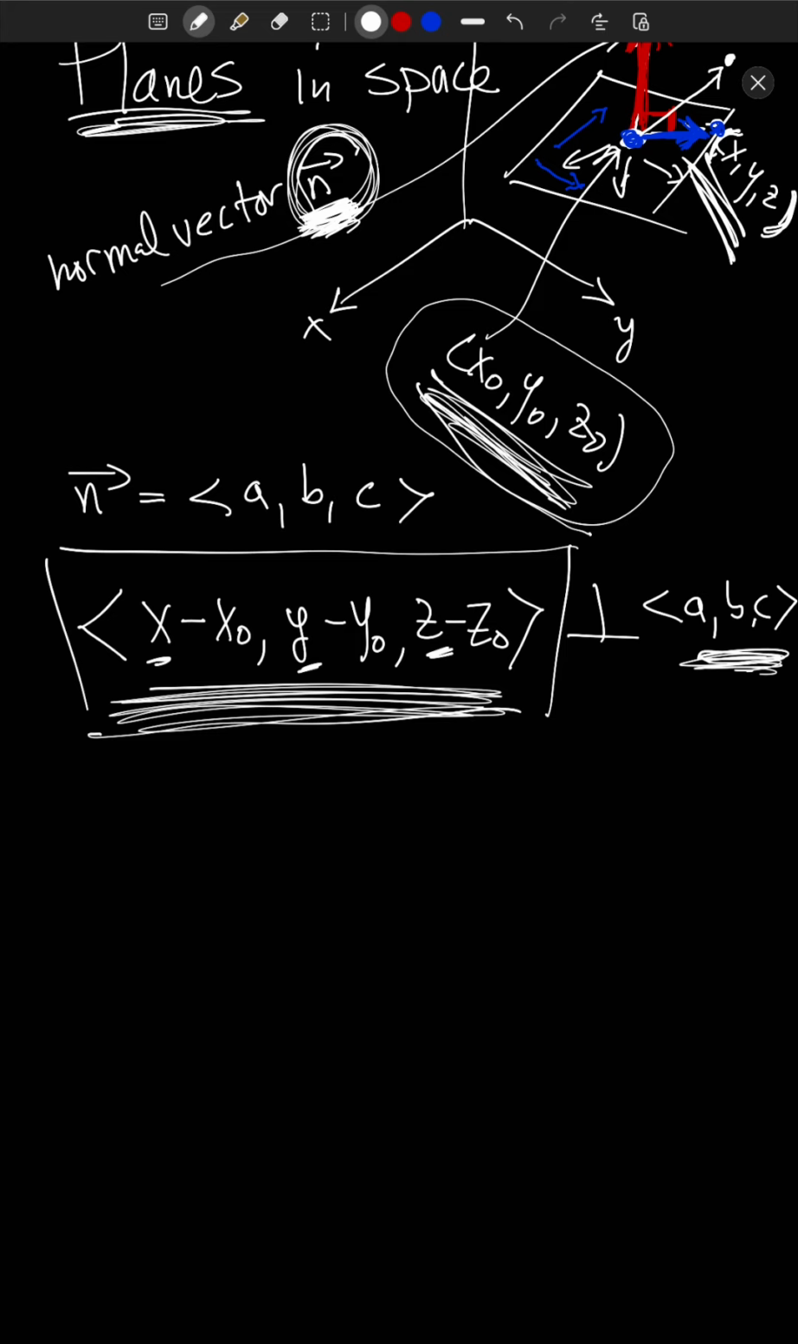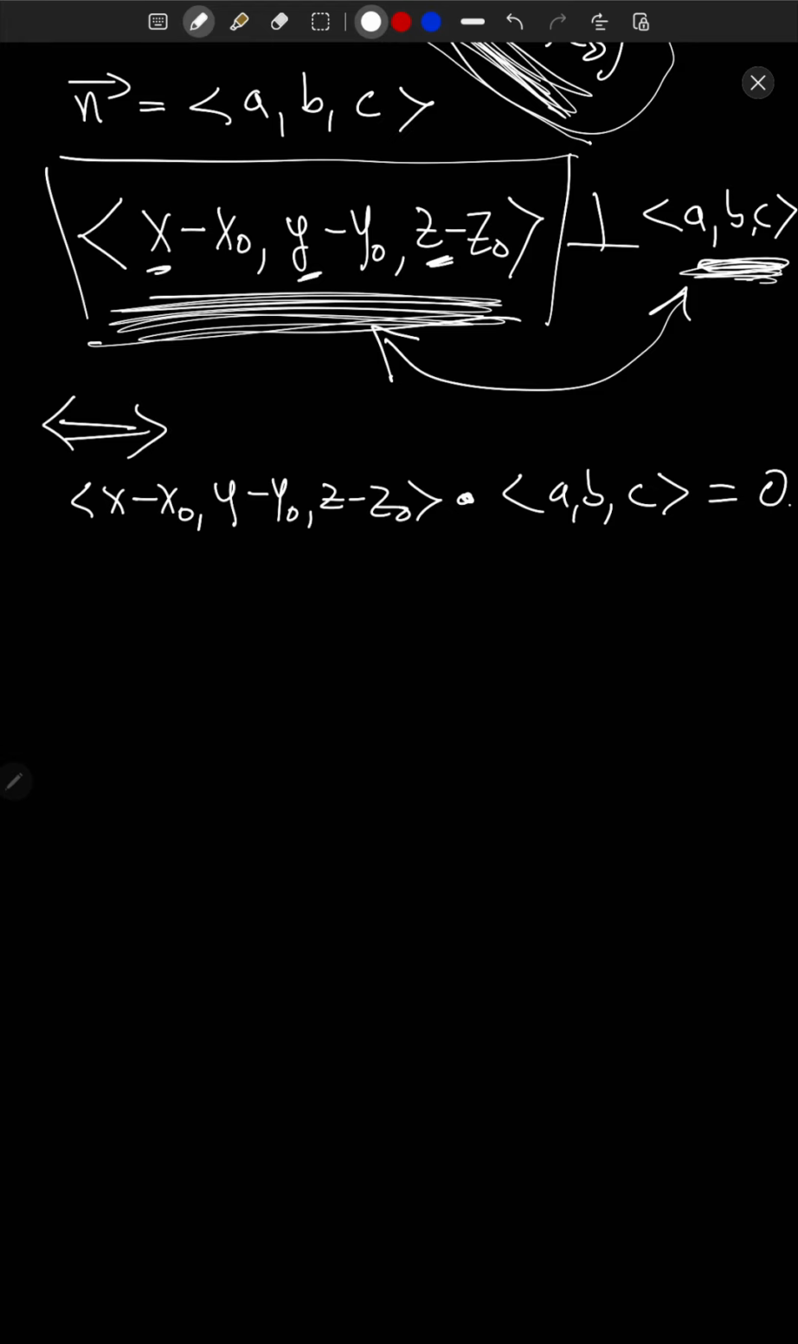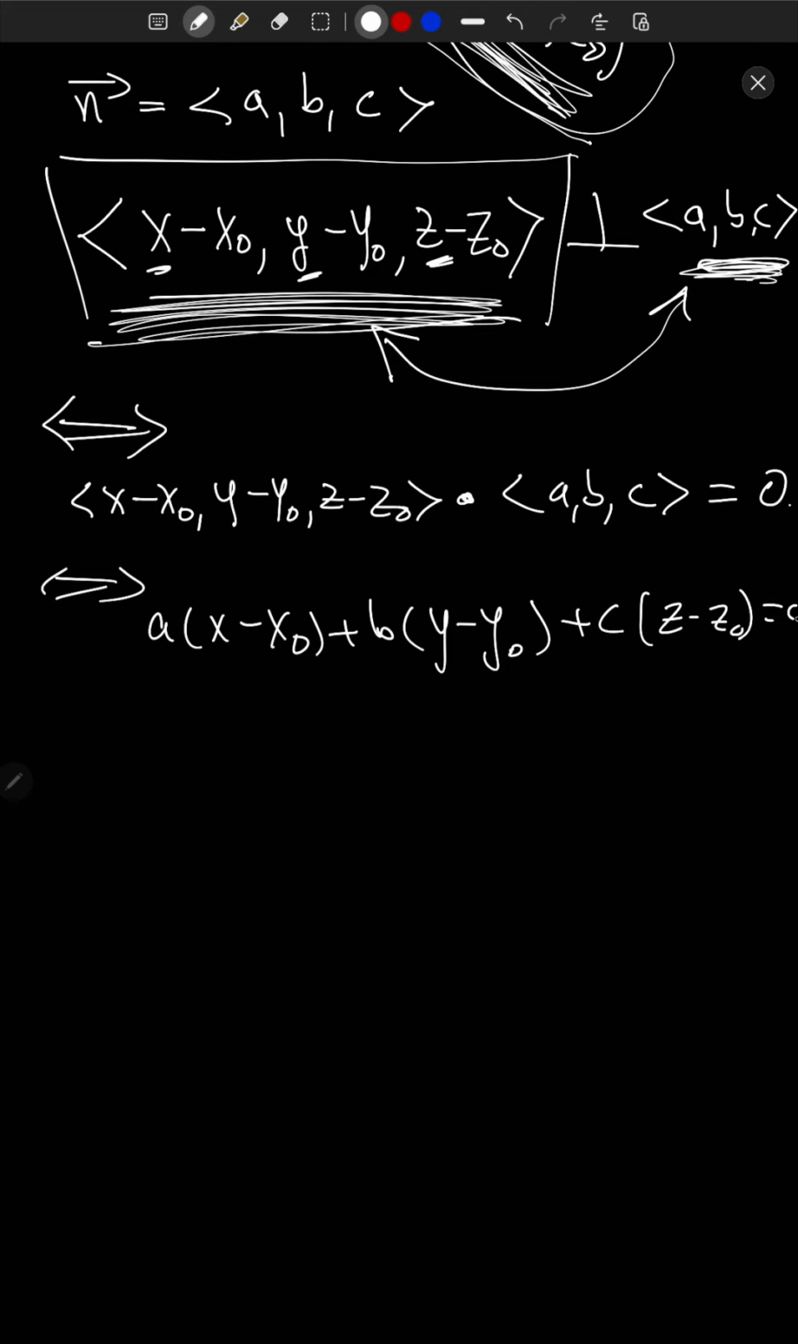All right, so that's the first important realization. The second one is that we know what it means for two vectors to be perpendicular: their dot product is zero. So here's our first major application. This means that (x minus x naught, y minus y naught, z minus z naught) dot ABC is equal to zero. Now I'm just going to calculate the dot product. So this tells me A times (x minus x naught) plus B times (y minus y naught) plus C times (z minus z naught) equals zero. I guess there's nothing we can do about running out of space there.